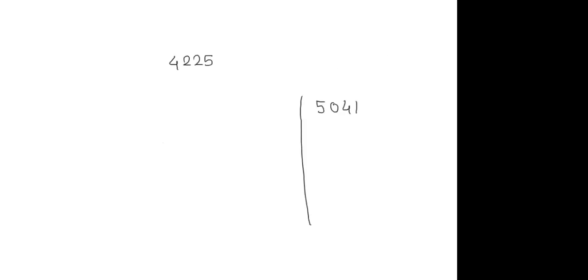The next one was pretty easy. This was ending with 25, so the square root has to end with 5. Then we have to find the two successive numbers whose multiplication is 42. 6 5s are 30, no, that is lesser than 42. So 6 7s are, yes, 6 7s is 42. So we can say this is the square of 65.